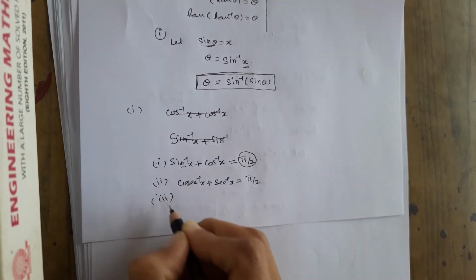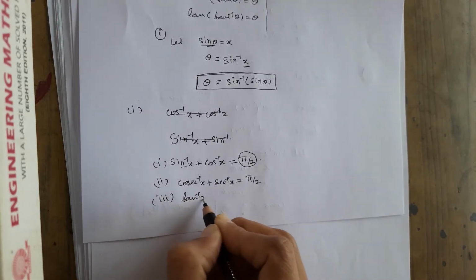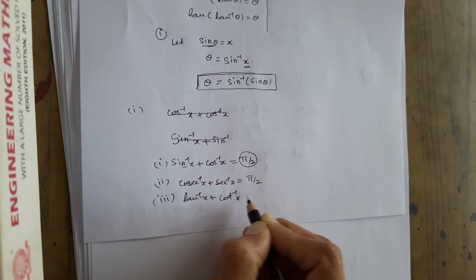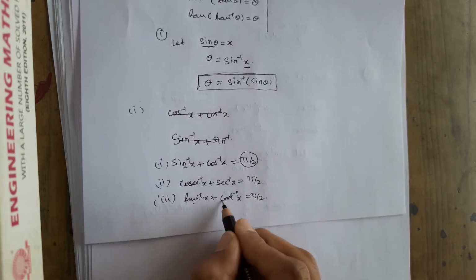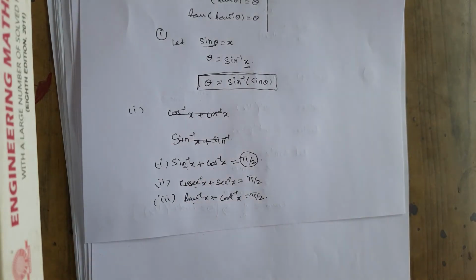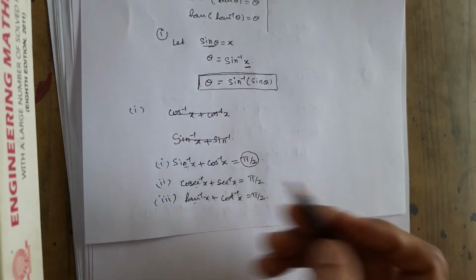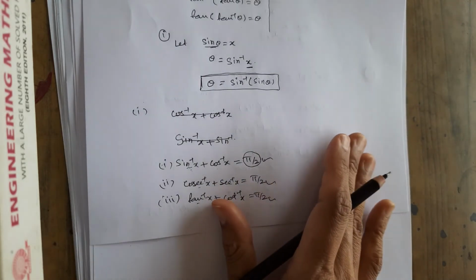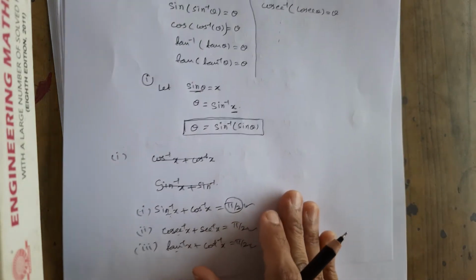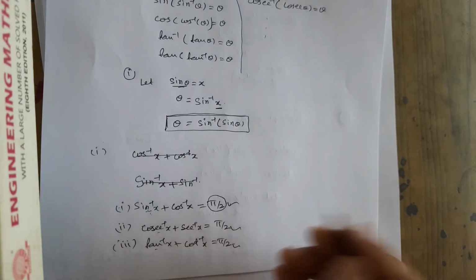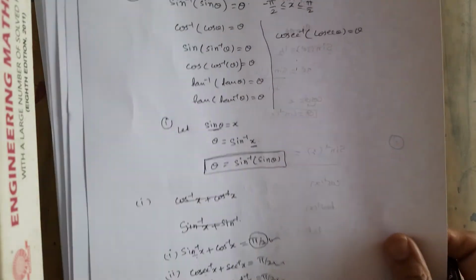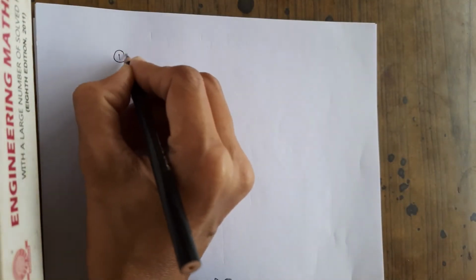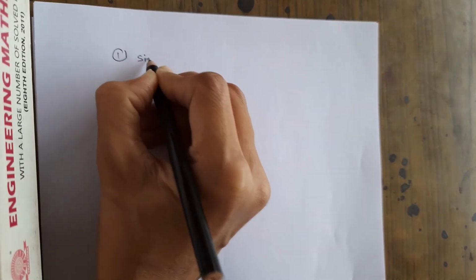Third, tan inverse x plus cot inverse x equal to pi by 2. Okay, so these two are complementary angles. Complementary angles means their addition is always going to equal 90. So the inverse addition is also going to equal 90. So this is the third property. And how can we prove it? Just observe how I am proving it. Let me change the page here. Okay, I'll show you how to prove the first example, and then the rest you try yourself.